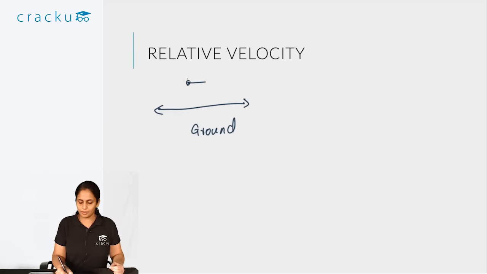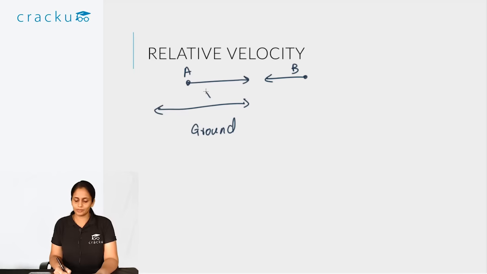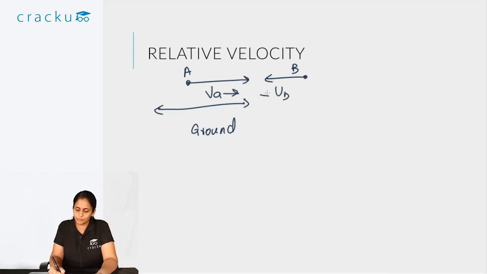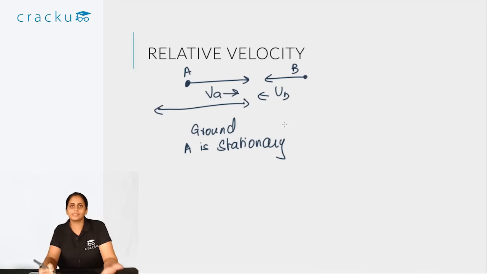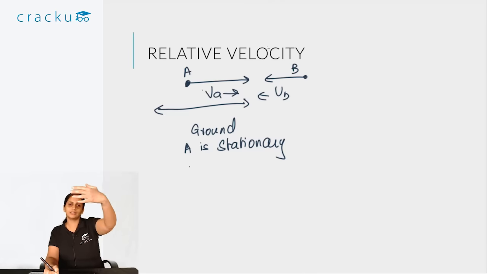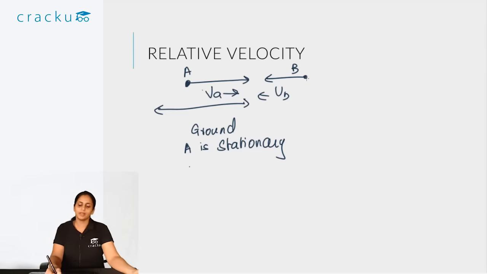Suppose A and B are moving towards each other. Instead of saying this guy is moving with VA and this guy with VB, I think of things from A's point of view. From A's point of view, A is stationary. Think of it like sitting on a train. The train is moving, but relative to you, the train is stationary. So for you, A is stationary, and what is approaching you from the opposite side is running at VA plus VB speed. Your speed is added to that person's speed.